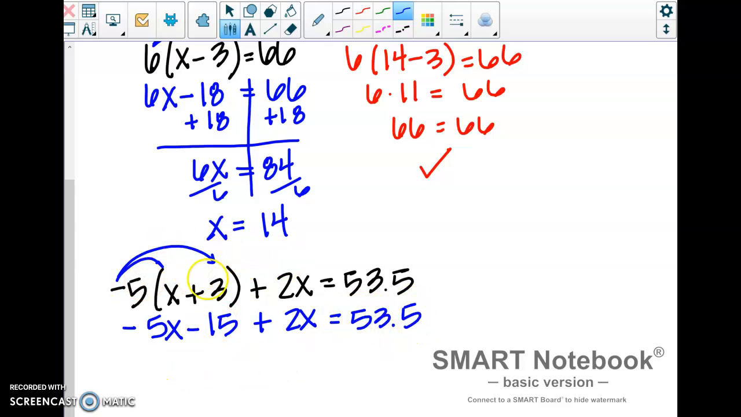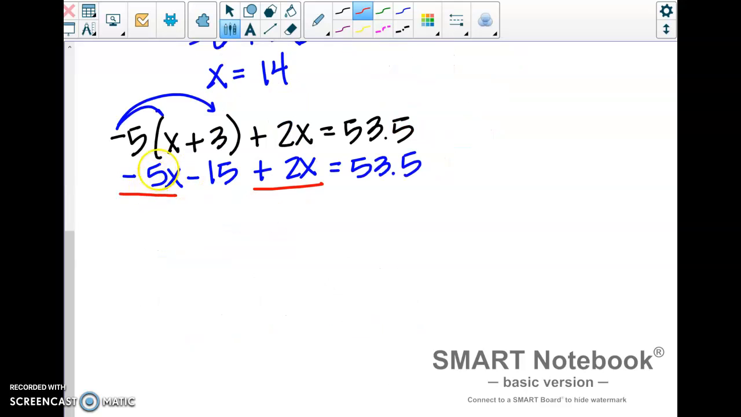So step 1, distributive property, done that. Step 2 is to combine like terms. When I look in here, I've got negative 5x and positive 2x. So I can combine those like terms. Negative 5x plus 2x is negative 3x. And then I have the minus 15 equals 53.5. So at this point, we're at a normal two-step equation.